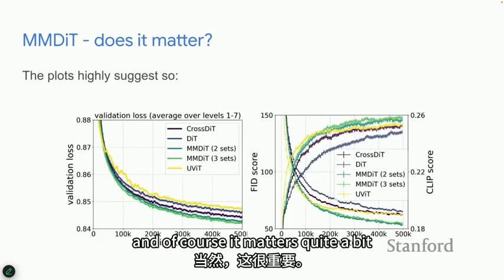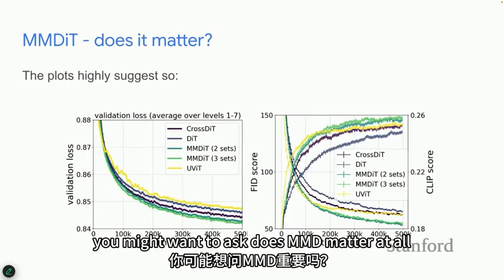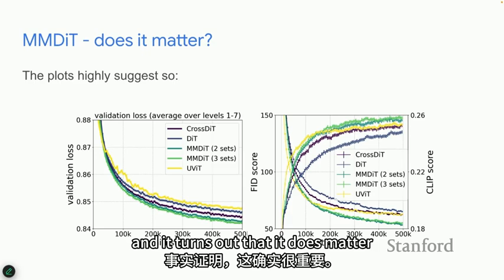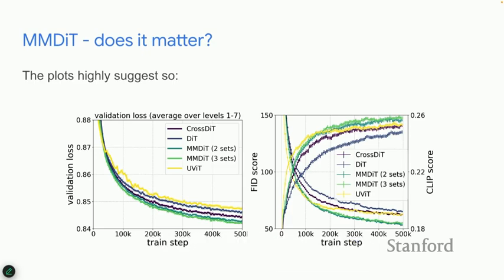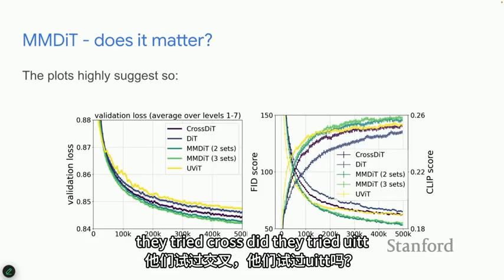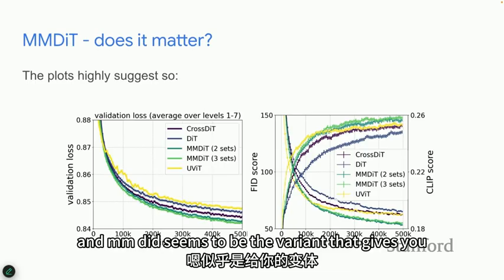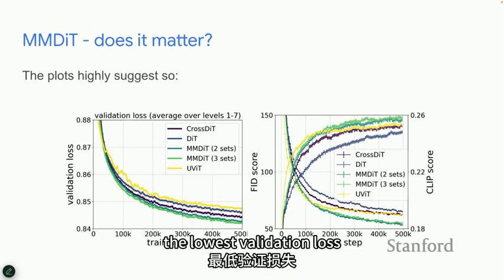And of course, it matters quite a bit. You might want to ask, does MMDIT matter at all? And it turns out that it does matter. They tried all forms of different attention variants. They tried cross-DIT, they tried UViT, and MMDIT seems to be the variant that gives you the lowest validation loss.